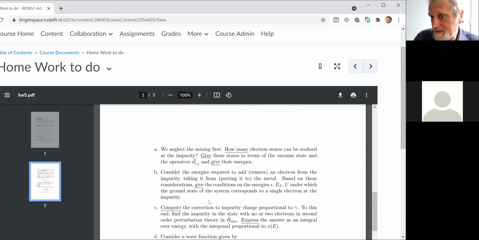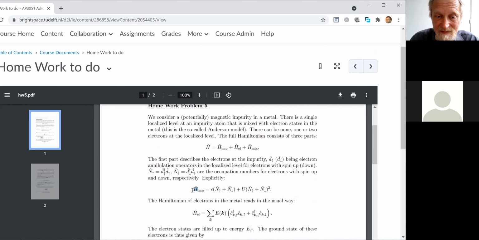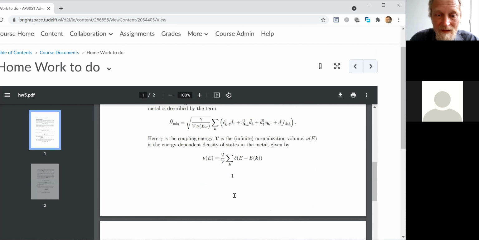Again, so we first neglect the mixing. Point A is always simple. It's hardly advanced quantum mechanics. We look at the impurity because we know everything about non-interacting Fermi gas. It's not interesting. The impurity is simple but relatively interesting. So we figure out how many electron states are there at the impurity. We write down the states and give the energies. We need to use this formula. Fine.